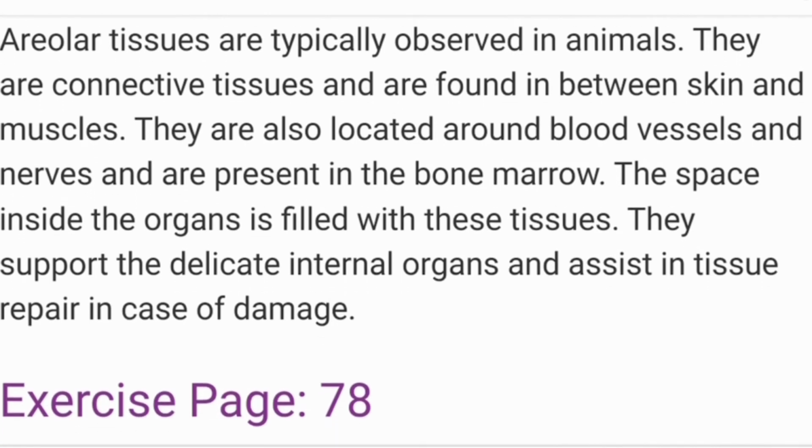So areolar tissue is present in between our skin and muscles, and they are also located around the blood vessels and nerves and also present in the bone marrow. And the space inside the organs is filled with these tissues. They provide support to the delicate internal organs and also help in the repair in case any damage is there.